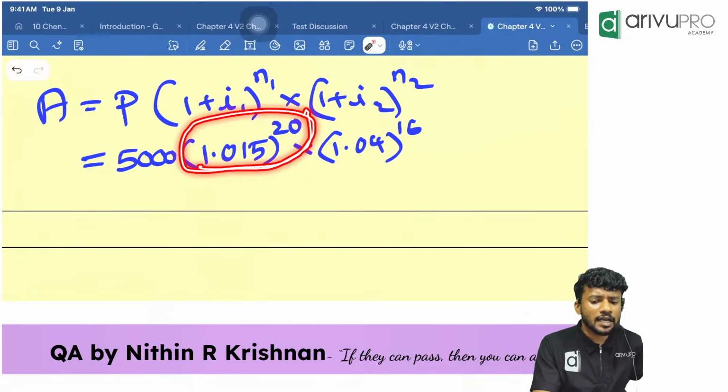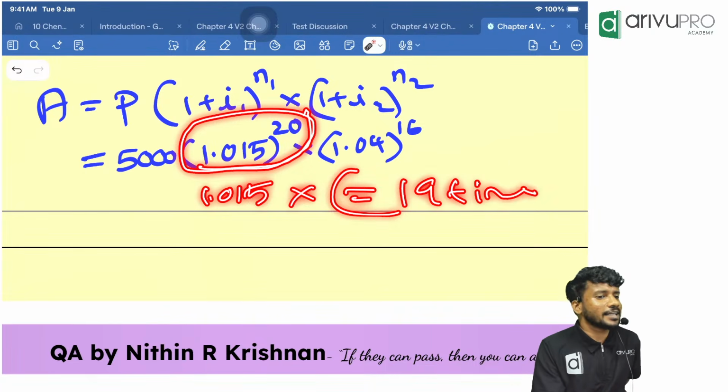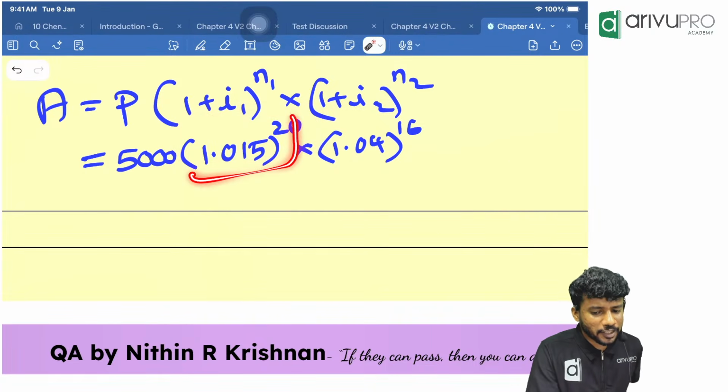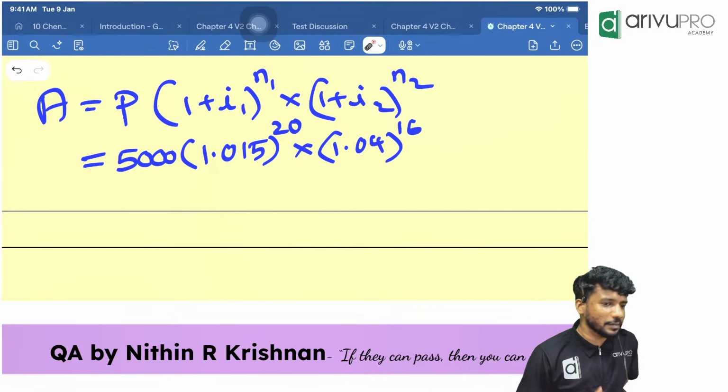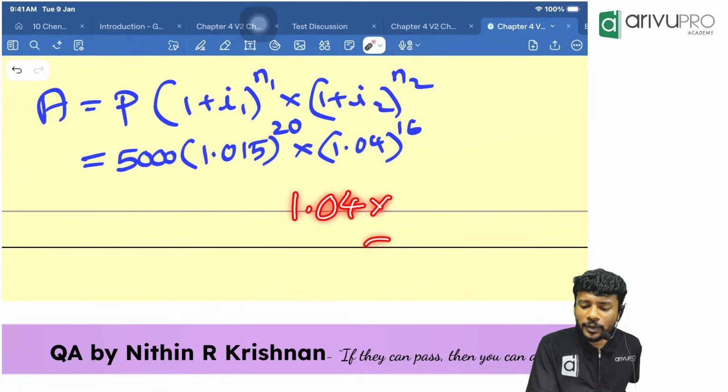How will I find it? I will type 1.015 on my calculator, into, equal to, how many times will I click? 19 times. Then this particular value will be saved in the calculator memory. Then I will find the second power value. That is 1.04 into, equal to, 15 times.